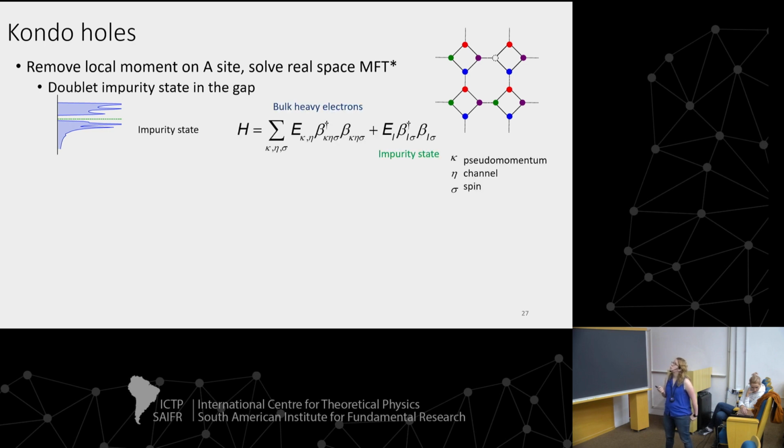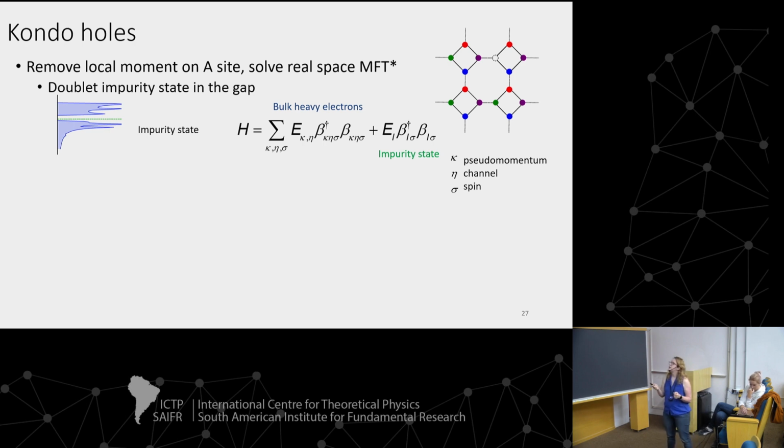So what happens when you do a mean field theory? I'm skipping all of the details. Please feel free to ask me later, but it makes it way too complicated. In the large N limit, you just get a quadratic theory, right? So usually you just have bulk heavy electrons. So here those are represented with beta.